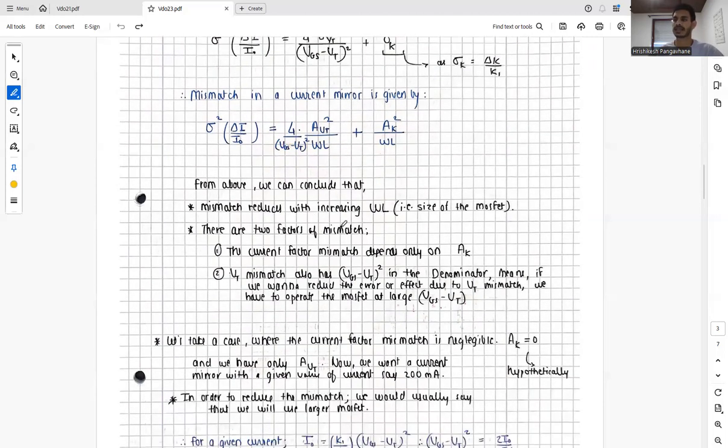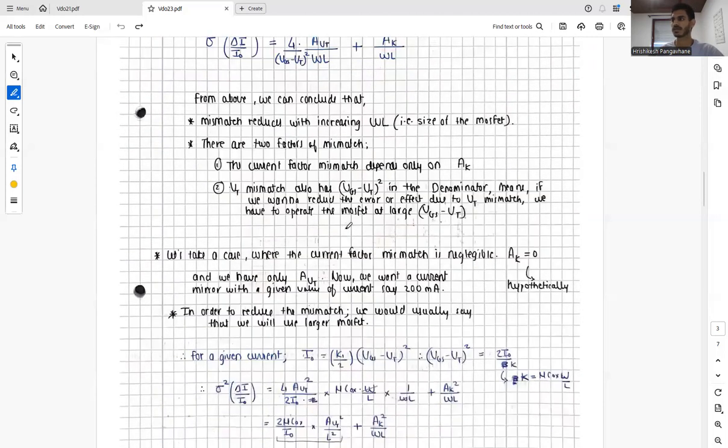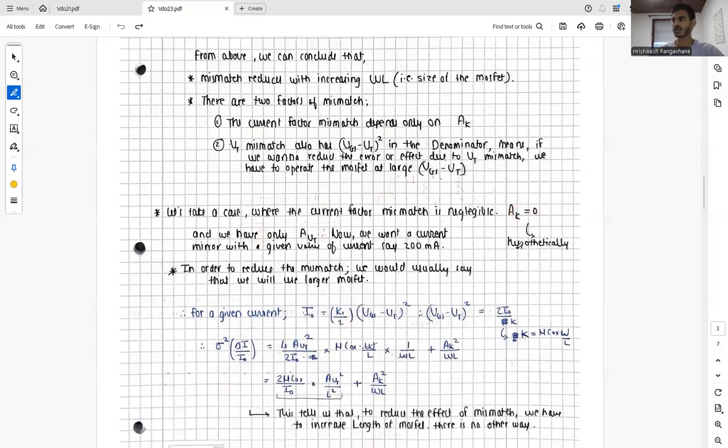So let's take a case where the current factor mismatch is negligible. Hypothetically, AK equals 0 and we have only AVT, and now we want a current mirror with a given value of current, let's say 200 milliamperes. So just take an example. In order to reduce the mismatch, we would usually say that we will use a larger MOSFET.